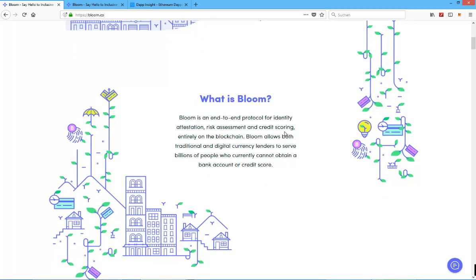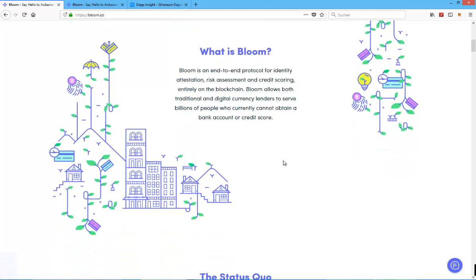So as you can see here from the description, what is Bloom? Bloom is an end-to-end protocol for identity attestation, risk assessment, and credit scoring entirely on the blockchain. Bloom allows both traditional and digital currency lenders to serve billions of people who currently cannot obtain a bank account or credit score. Now, again, as far as I understood the current credit score system, and I'm absolutely by no means an expert, this is a major problem right now because a lot of people who should be eligible for credit are not eligible for it because there are certain institutions, regulations and systems in place that prohibit them from receiving a nice credit.